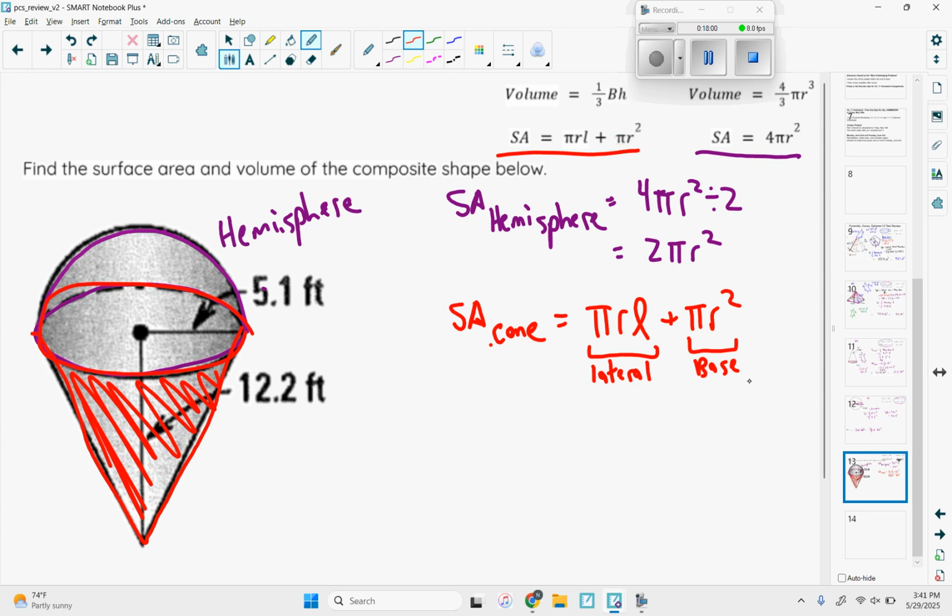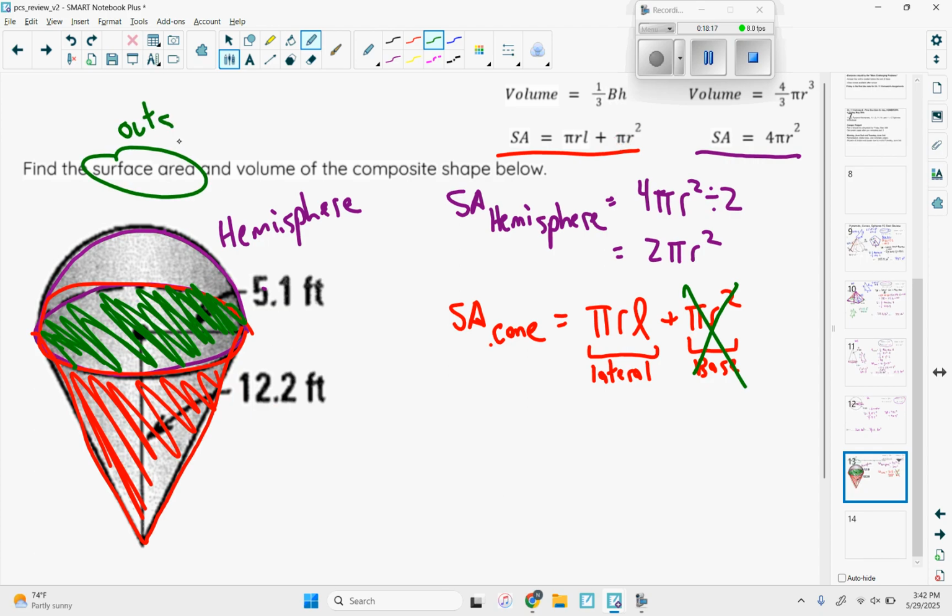The base of the cone is here, inside my composite shape. I do not need this part. I'm going to get rid of this. Surface area is the outside of your shape that wraps around it. So our total surface area is going to be the hemisphere, 2 pi r squared, plus just the lateral area of our cone here.